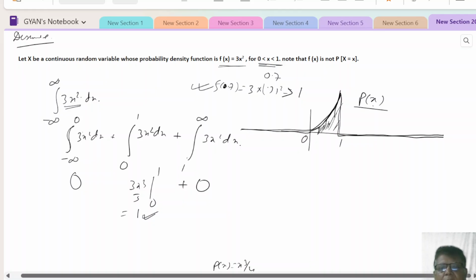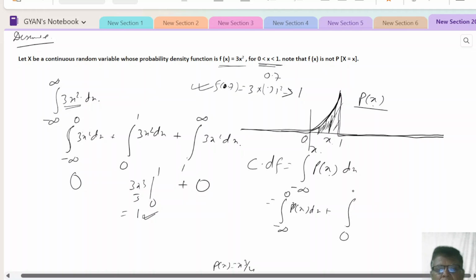And the area, suppose one variable is x, from 0 to x, that is called cumulative distribution function, CDF. CDF is nothing but the integral of Px dx from minus infinity to x. You divide it into two parts, minus infinity to 0 of Px dx, plus 0 to x of Px dx. That you need not do. So this will be how much? 3x cube divided by 3, from 0 to x. That means equal to x cube. So this is the CDF.